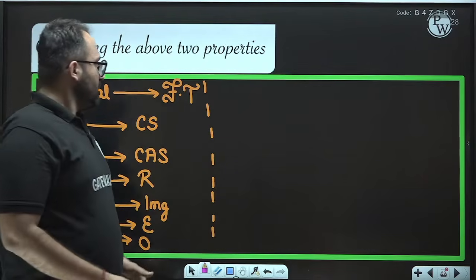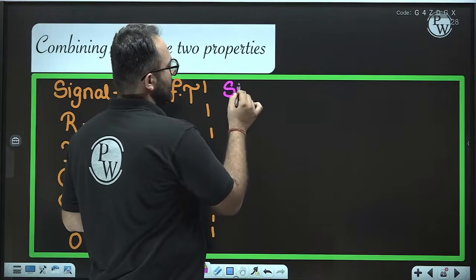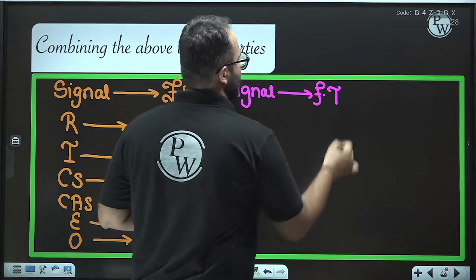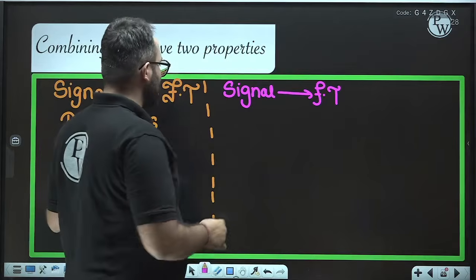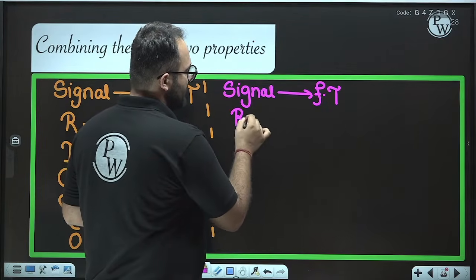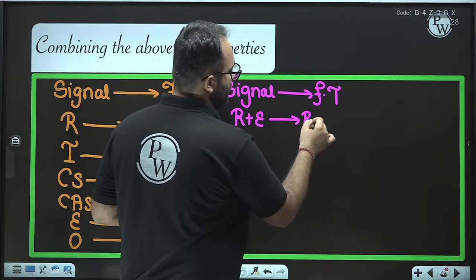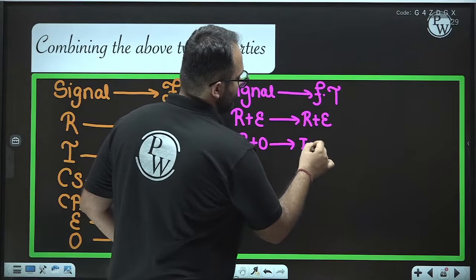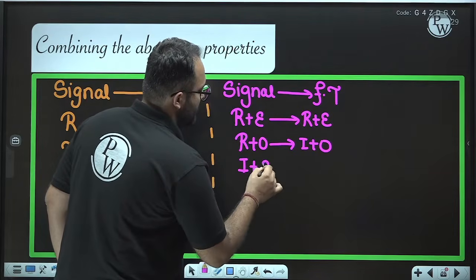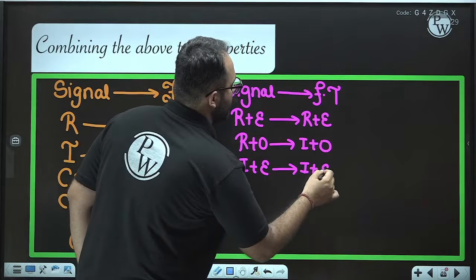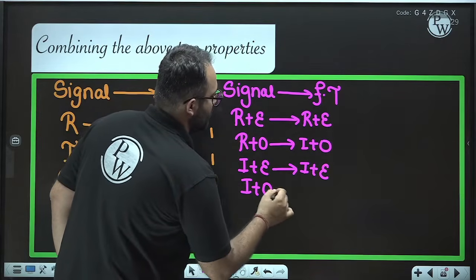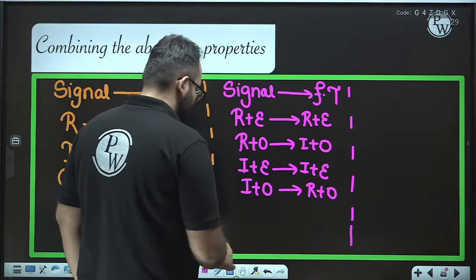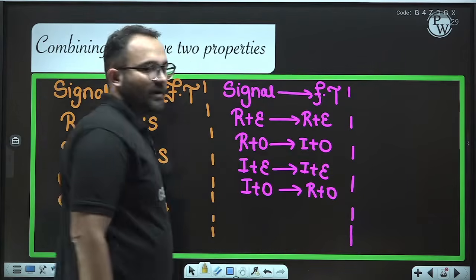Now the next is the signal and Fourier transform. If the signal is real and even, the Fourier transform is also real and even. If the signal is real and odd, the Fourier transform is imaginary and odd. If it is imaginary and even, the transform is imaginary and even. If imaginary and odd, it is real and odd. These are the properties that you have to remember.